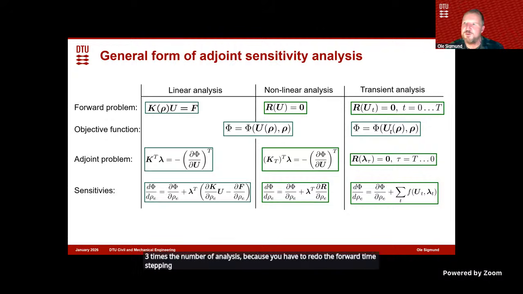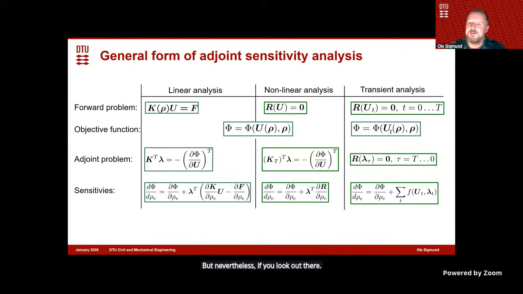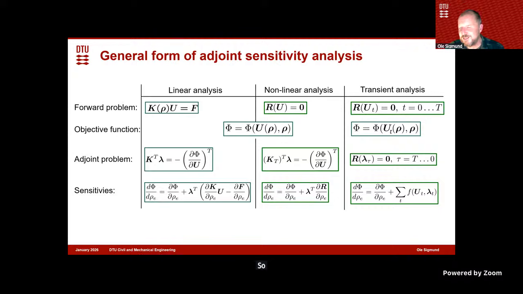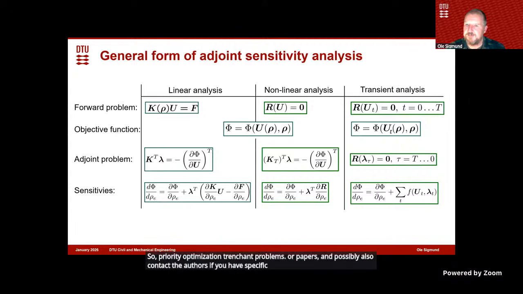So it does get more complicated, but nevertheless, if you look out there, there are amazing works on transient problems where people manage to get extremely good accuracy and very efficient structures and stuff like that. So I would suggest to first look up some of those advanced topology optimization transient problem papers, and possibly also contact the authors if you have specific questions there.